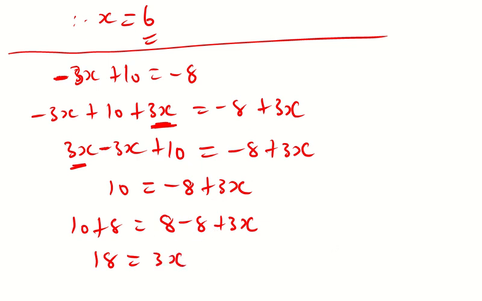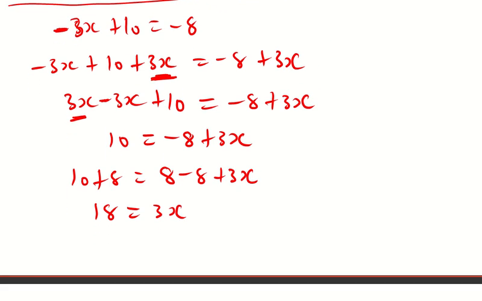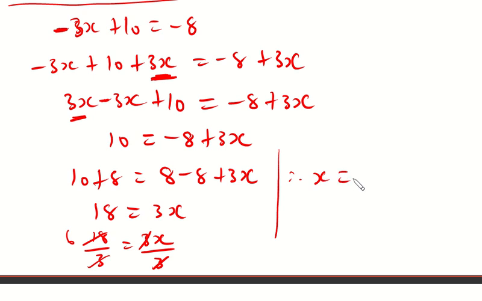Now let me ask you again, what's the next thing? You divide both sides by what? By 3, because that's the coefficient of x. So you have 18 over 3 is equal to 3x over 3. 3 cancels 3. 3 into 18 is what? 6. So you can say, therefore, x is equal to 6. Can you see how you can do it?